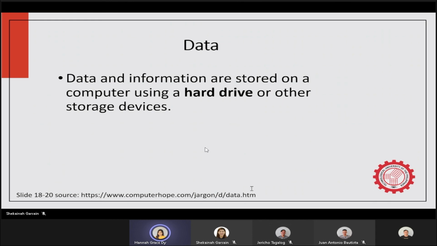So bakit nga ba siya ini-store? Because it holds the data and instructions that the CPU needs. Before a program can run, the program is loaded from storage into memory. So, it will allow the CPU direct access to the computer program. Ayun lang po. Next po.